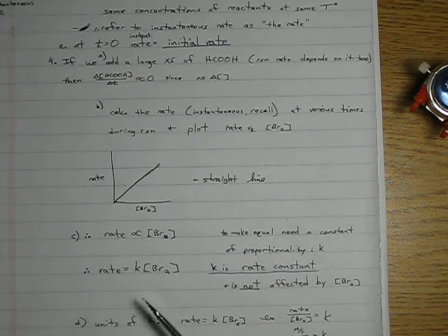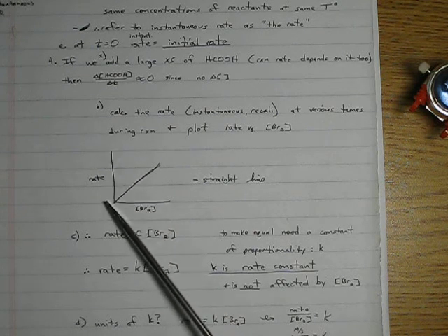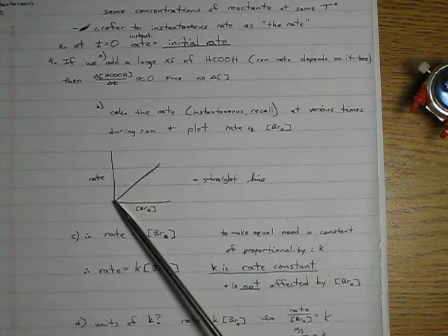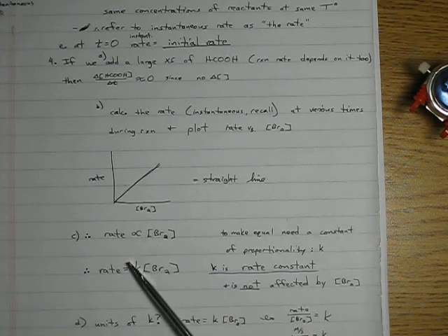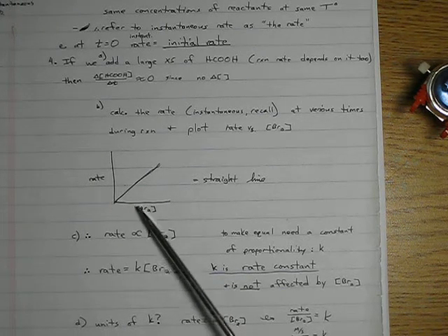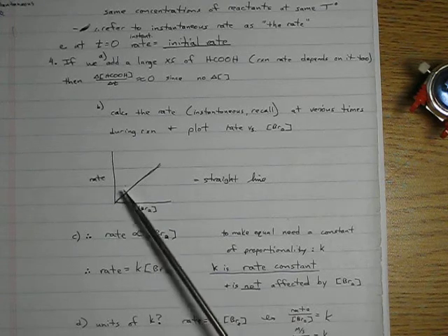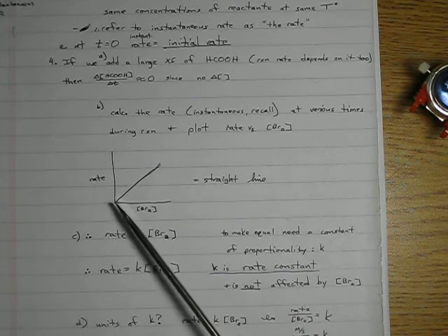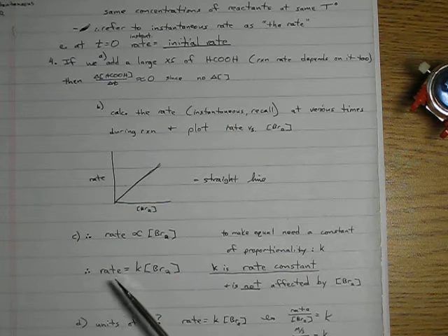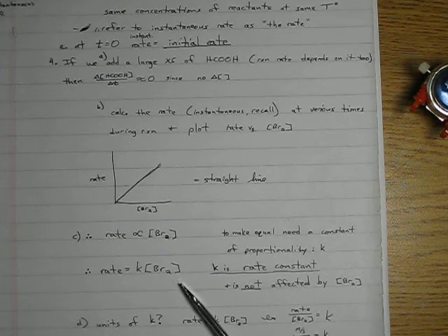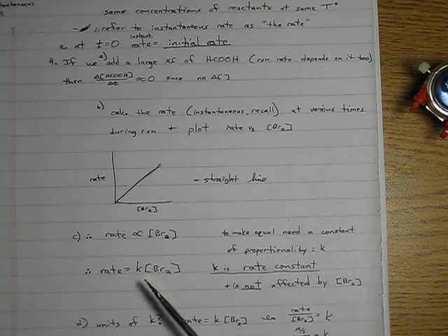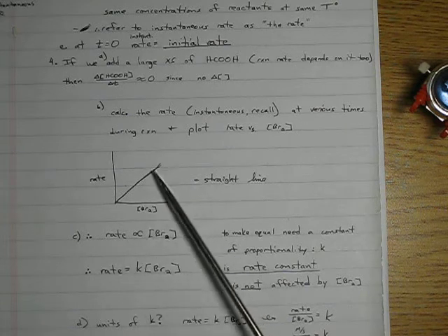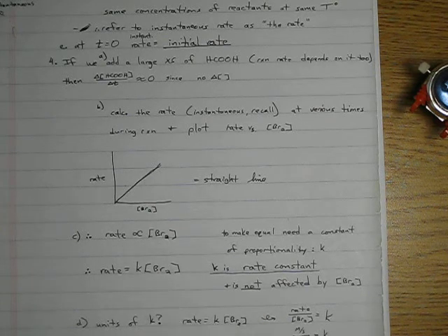Remember the equation for a line, y equals mx plus b. Y, the rate, equals m, the slope of the line, but here that's k. X is this axis here, concentration Br2, and b is 0, since if there's 0 bromine in there, our rate is 0. So this is really just the equation for a straight line, y equals mx, where our slope of the line m is our rate constant.